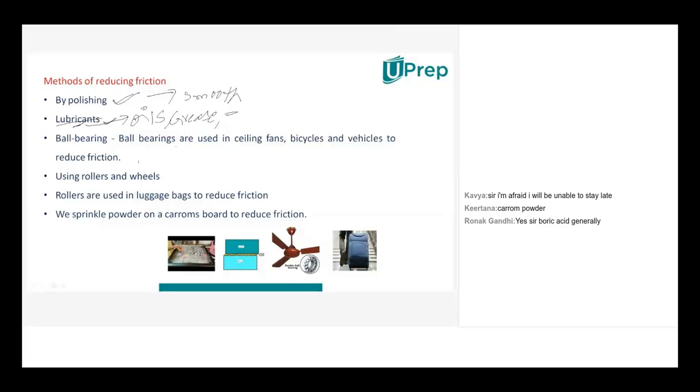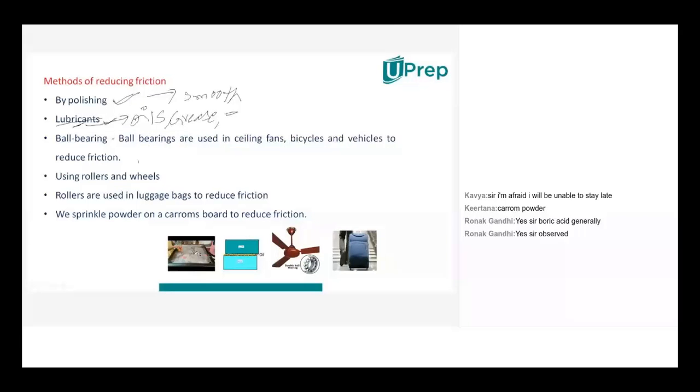Okay. Now lubricants means the materials which can make a surface slippery. We use oils, grease, boric acid powder, like that. All these will come under lubricants. So by using the lubricants, what can we do? We can reduce the friction.